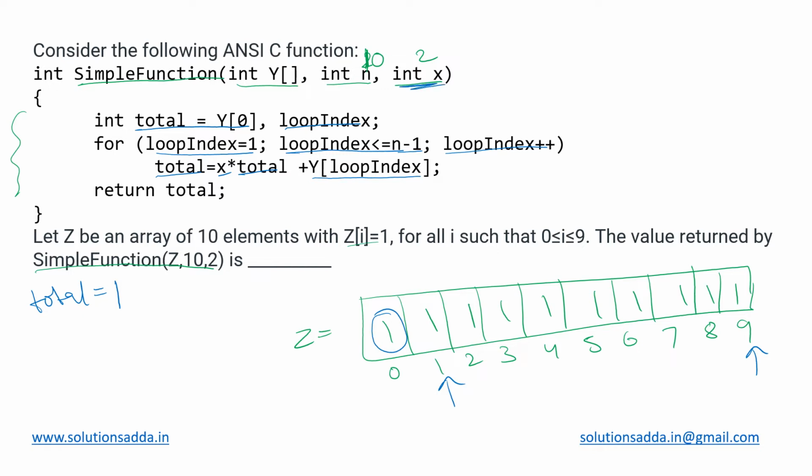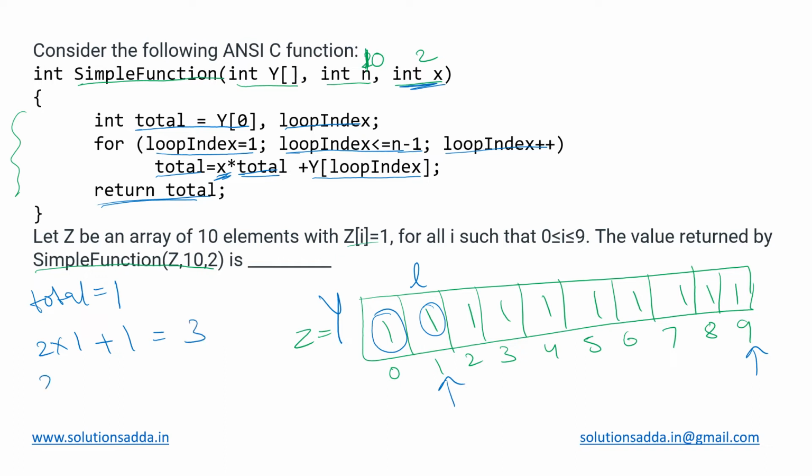So let us trace out all the 9 iterations it will go through, and let us see what is the value of total that will be returned by this function. While our loop index is at 1, what will total become? 2 times total. It is currently 1, so 2 times 1 plus y of loop index. Now this is our array y, and y of 1 means 1. So in the first iteration the value of total becomes 3.